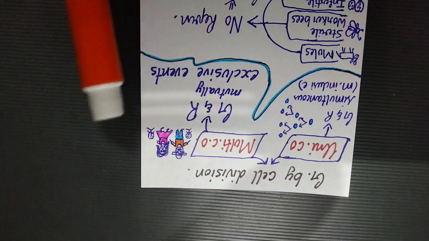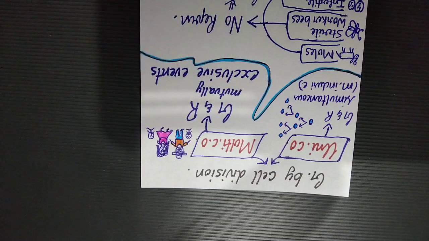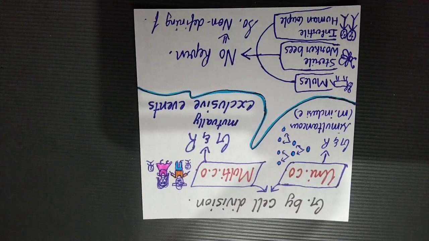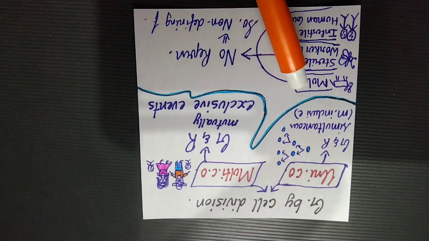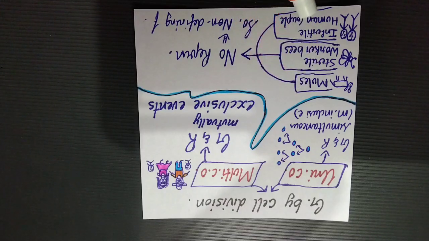I told that reproduction is a non-defining feature because yes, reproduction is present in living organisms, but in mules, sterile worker bees, infertile human couples, reproduction is absent. That's why reproduction is a non-defining feature.